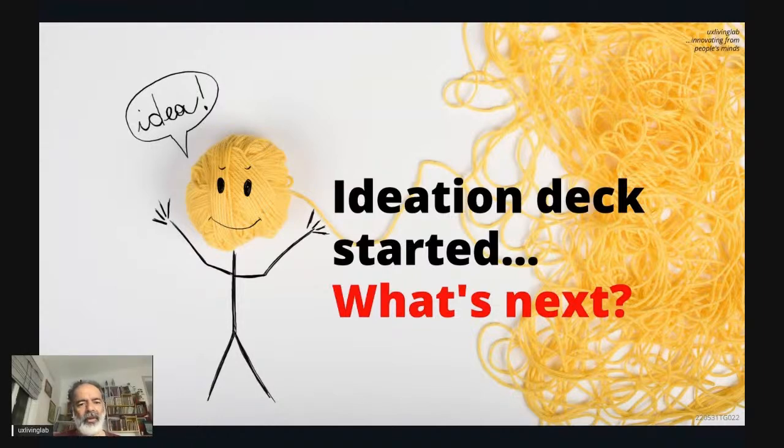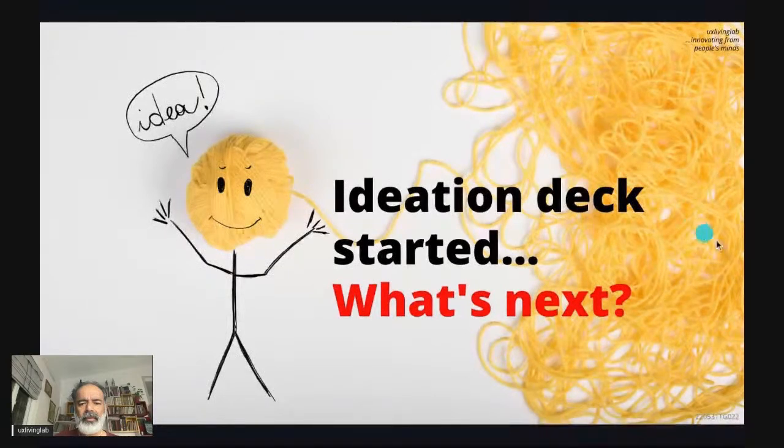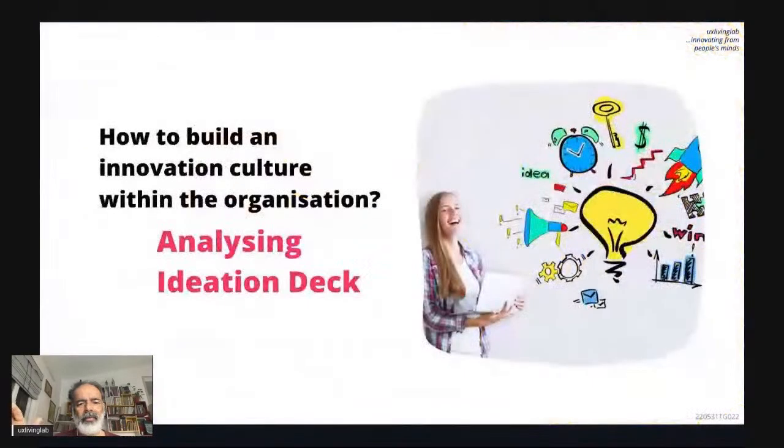Hi, welcome back. Today we are talking about the ideation deck. We already started it. What's next? That is how to analyze the ideation deck. In this series, we are talking about how to build an innovation culture within the organization. Today we are talking about analyzing the ideation deck.